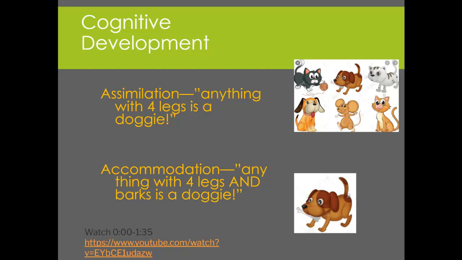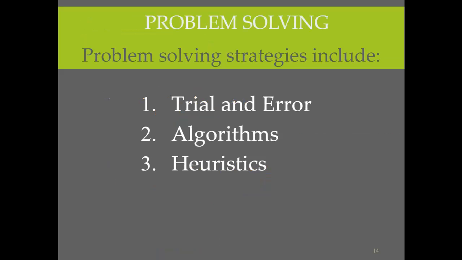All right, so, there it is here. Assimilation, when she's thinking anything with 4 legs is a doggy, and then accommodation, anything with 4 legs and barks is a doggy. So she had adapted her schema to be more specific.